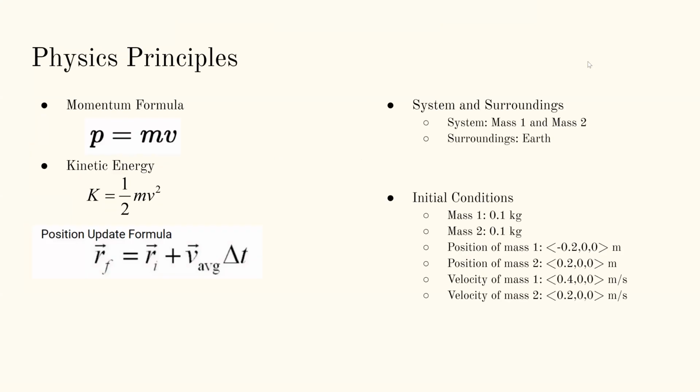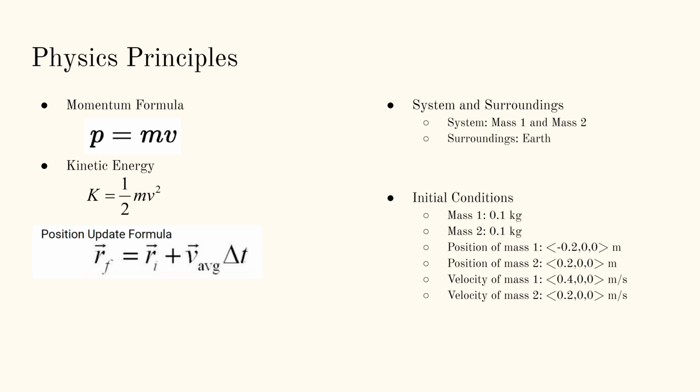And so some basic physics principles that I used, the momentum formula, so momentum equals mass times velocity. Kinetic energy and change in kinetic energy is 1/2 mv squared. And then just the position update formula. And so the system in this case are mass 1, mass 2, and the surroundings are the Earth.